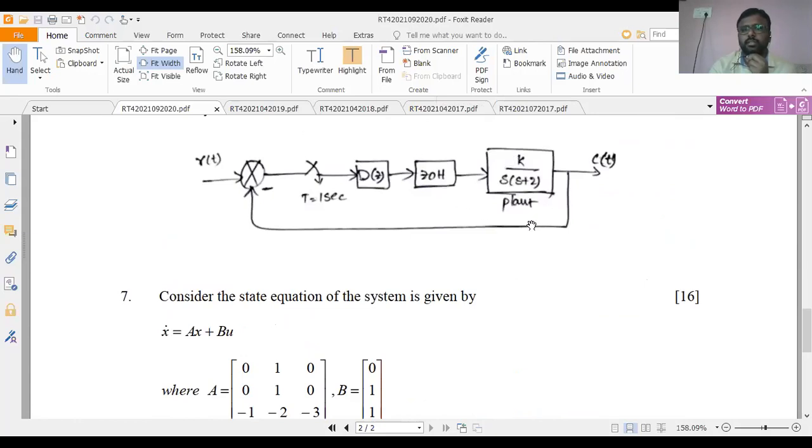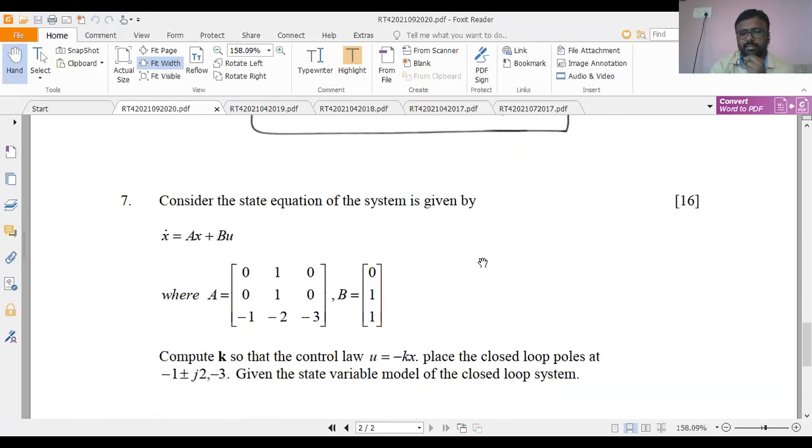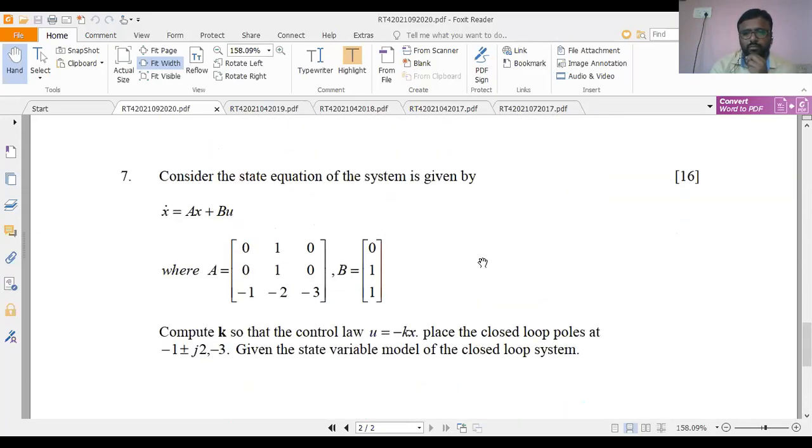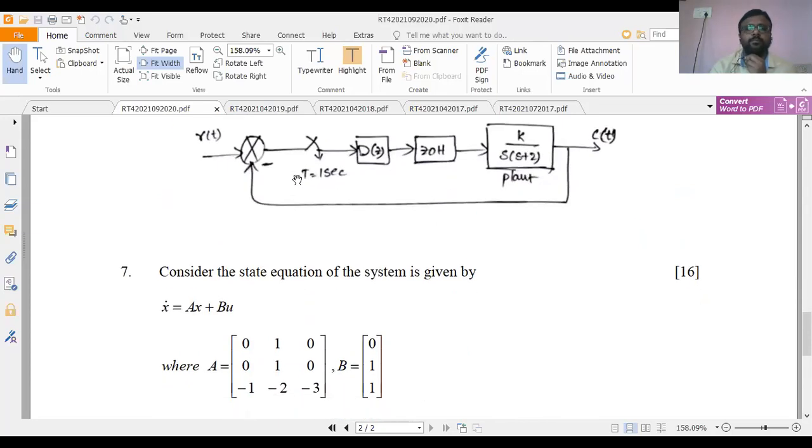After that, this is the closed loop circuit, and we need to find the pulse transfer function for this one. G of z and D of z he has given, with the zero order hold circuit, and this is the G of s value, and the feedback path he has given as unity. We need to derive the pulse transfer function for this kind of system. This is one set of previous university question paper regarding 2020.